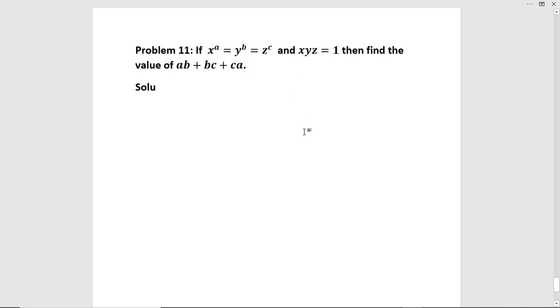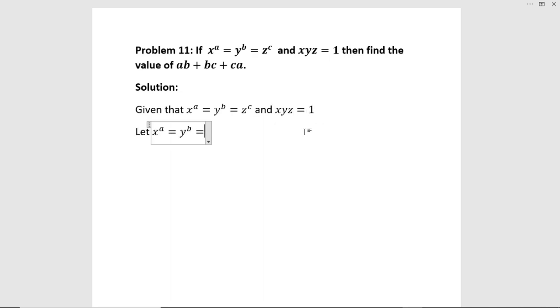So we can write the solution. Given that x to the power a equal to y to the power b equal to z to the power c, and xyz equal to 1. Let x to the power a equal to y to the power b equal to z to the power c equal to k. Now x to the power a equal to k, y to the power b equal to k, and z to the power c equal to also k. So x to the power a equal to k gives us x equal to k to the power 1 by a, dividing the powers of both sides by a.